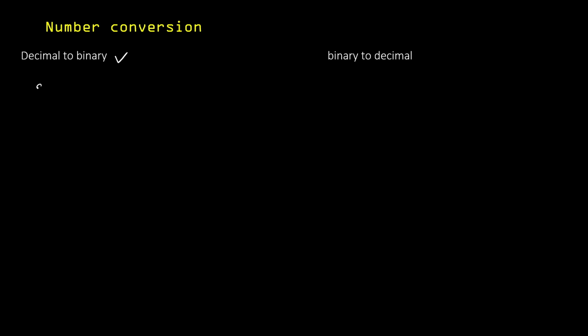So let's take one example, 1101. To convert this binary number into a decimal number, first we are going to write the positions of each bit. So this is the 0th position, 1, 2 and 3. So we have 4 bits.